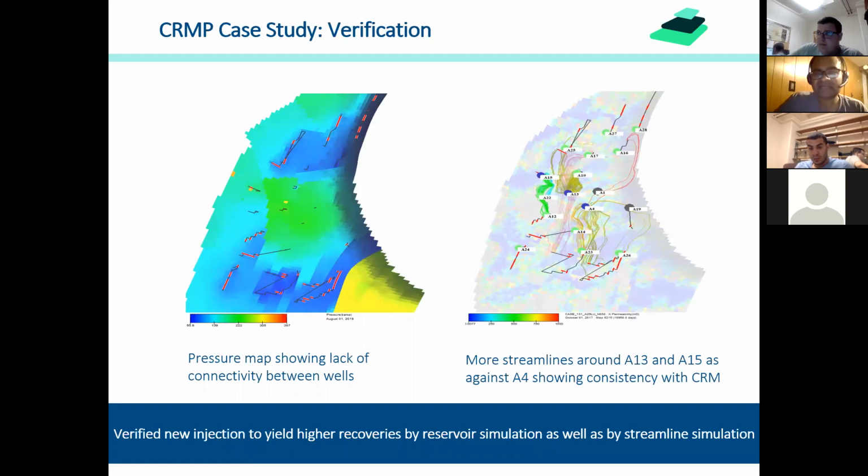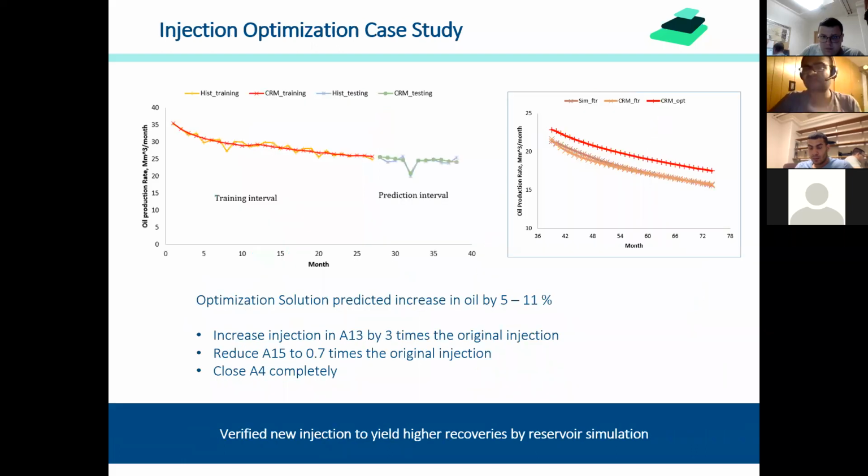Okay, so of course there are multiple verifications one could do to make sure. So these are results coming in from purely data. How do they compare with other approaches? So one other approach typically used is something called the streamline approach. So here you can see more streamlines around A13 and A15, as against A4, which has a lot less streamline, thereby showing that indeed was an inefficient well. So you can also verify some of these approaches by streamline approach.